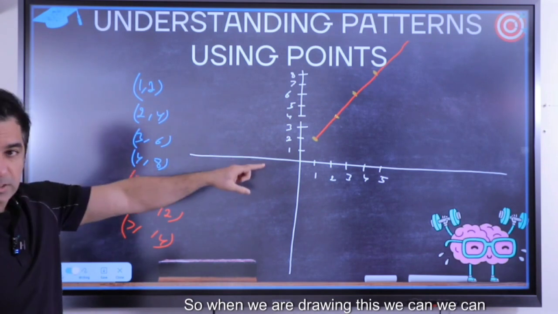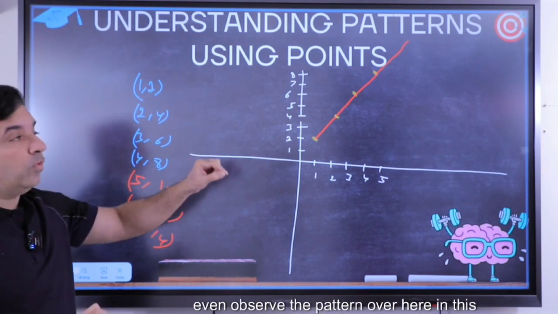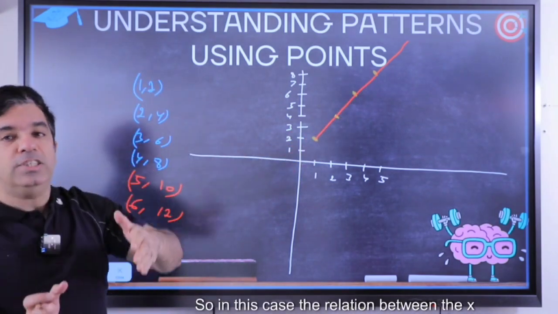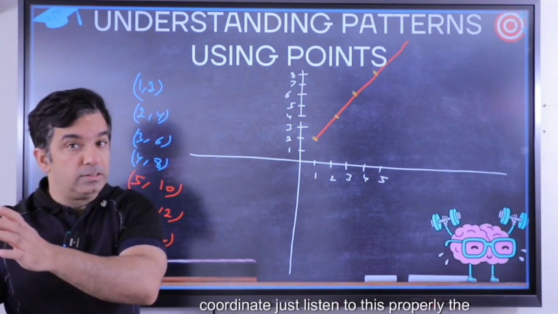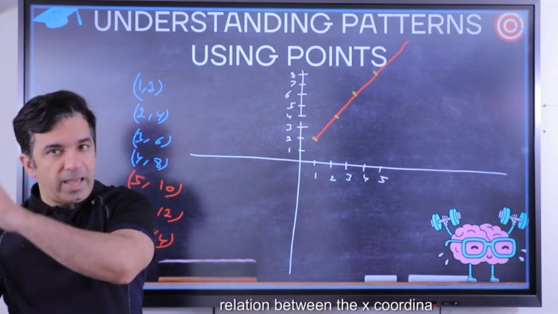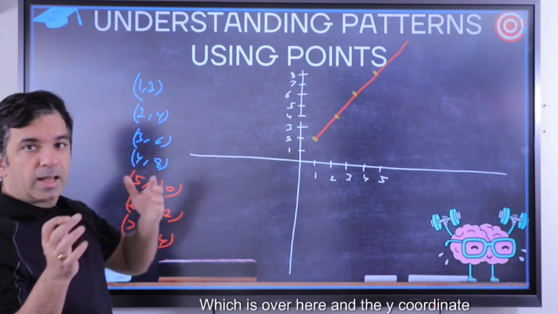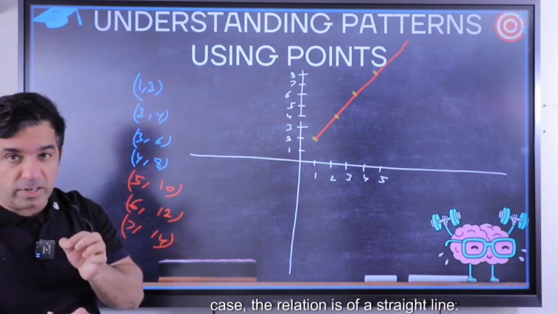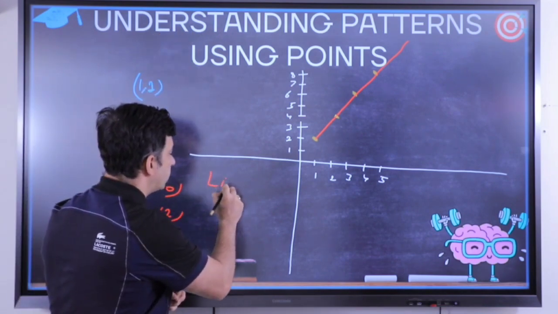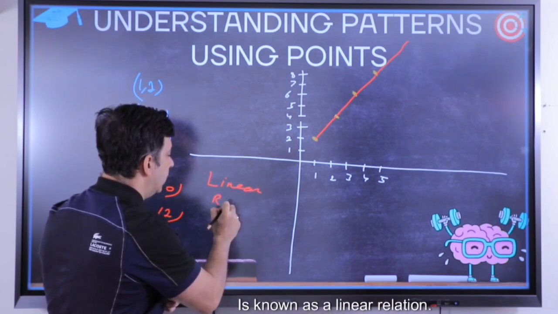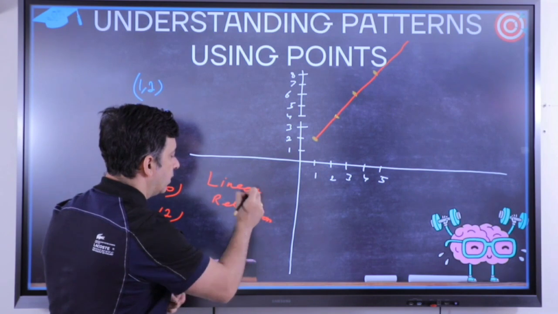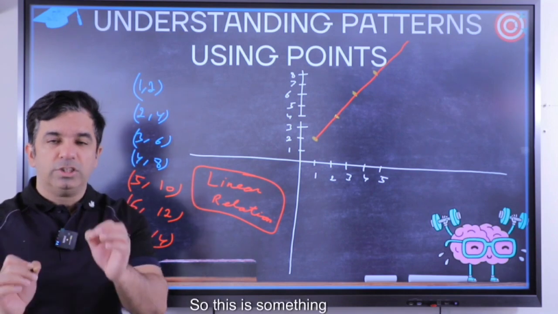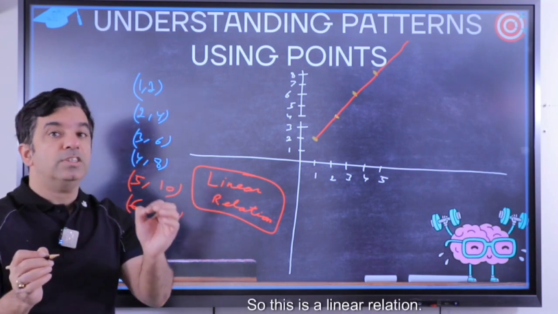So when we are drawing this, we can even observe the pattern over here, which is a straight line. So in this case, the relation between the x coordinate, just listen to this properly, the relation between the x coordinate, which is over here, and the y coordinate, which is the other one, is the relation of a straight line. So this relation is known as a linear relation, and this was the topic of this chapter, if you can recall. This is something which we are going to deal with right now. So this is a linear relation.